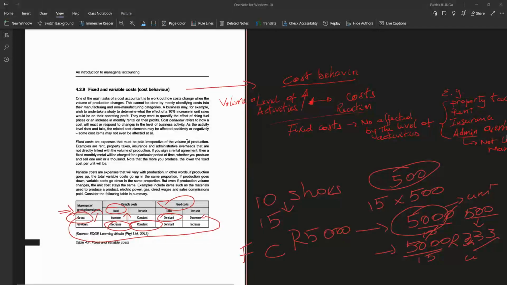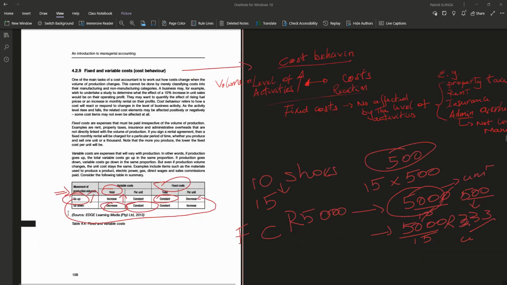Have a quick read at fixed and variable cost. As you can understand, fixed cost remains fixed, variable cost fluctuates, if I can put it that way, or reacts to the level of activity or the volume in production, right? So that's why we call it variable, because it will increase or decrease in relation to the volume of production, right?